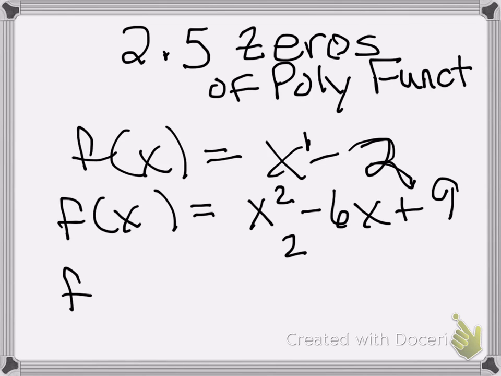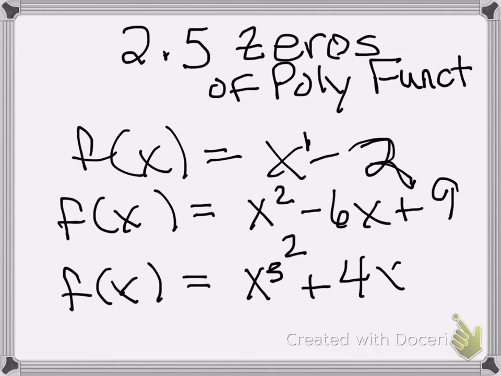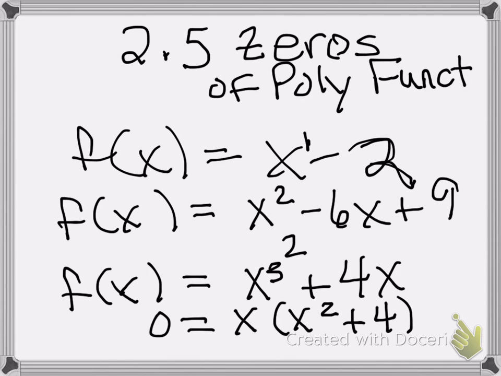If I give you f of x equals x cubed plus 4x, well, you know that you're going to have a total of 3 zeros. Now for this, we would have to ask, how would we get that? Let's factor out an x, and that'd leave us with x squared plus 4. So to set each one of those equal to 0, we put here x times x squared plus 4.